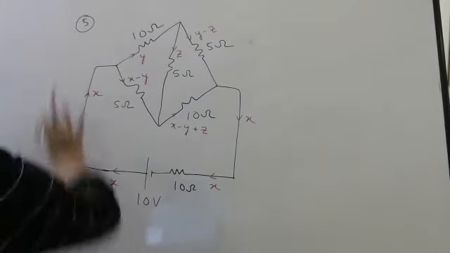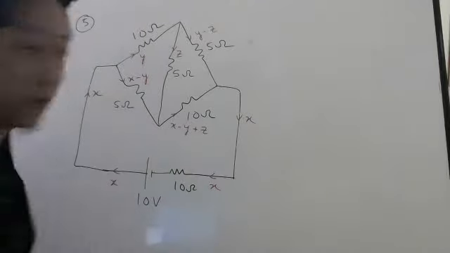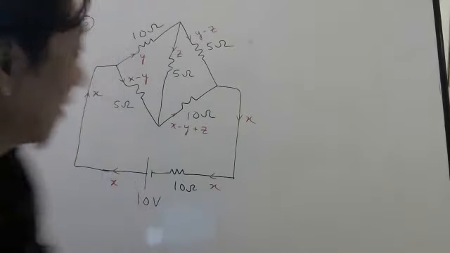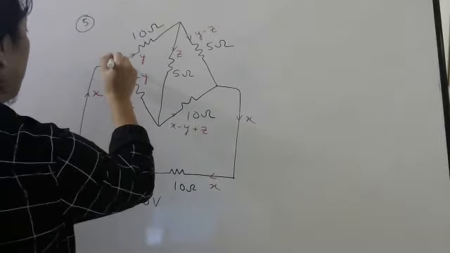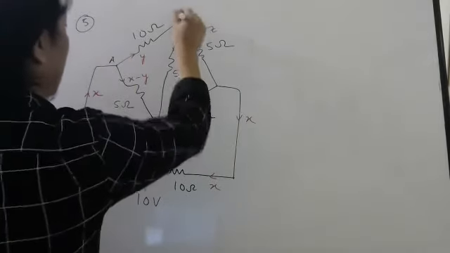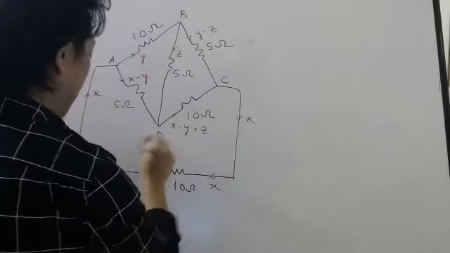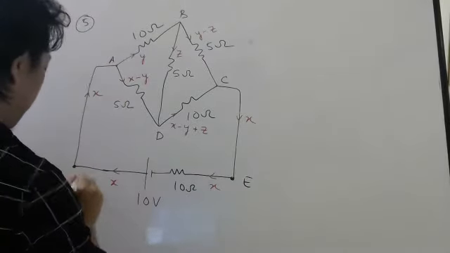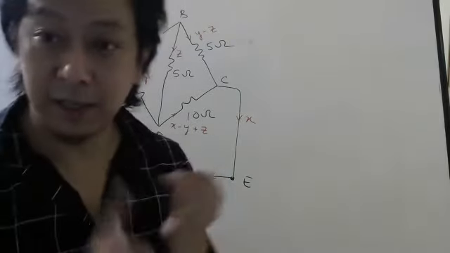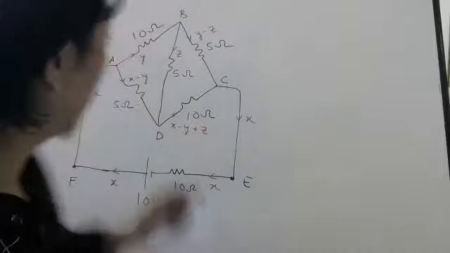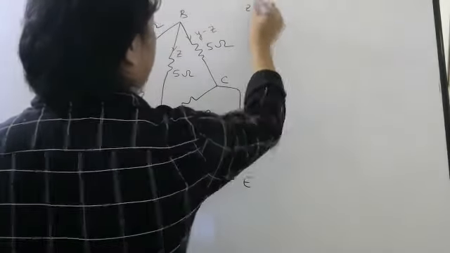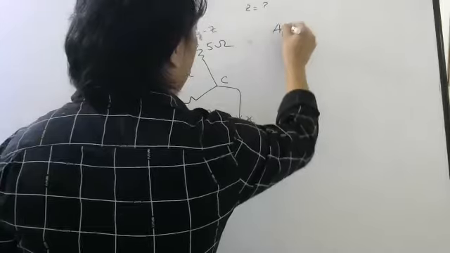Okay. So this is how the current will distribute. I'm using X, Y, Z so that it is easy for me to write down. Now, let us call this point A, B, C, D, E, F. So three unknowns are there, X, Y, and Z. But in the question, they are asking only Z. So start applying KVL.